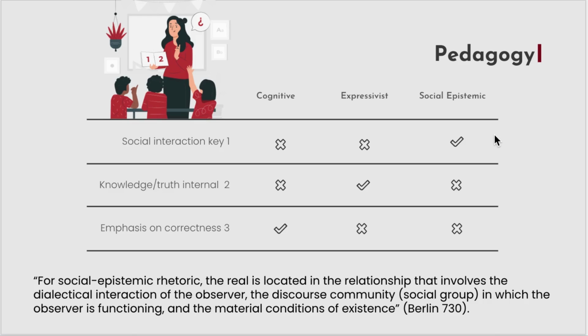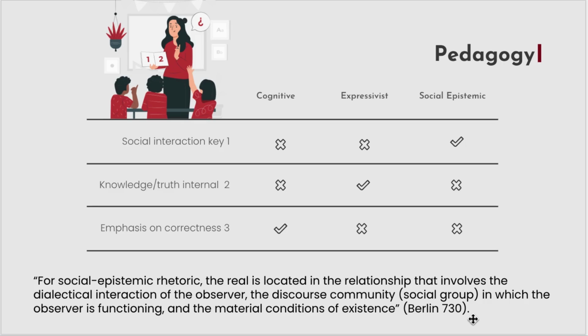And so while going for a more collaborative approach in the classroom, social epistemic is the closest aligned with what I wanted for creating that kind of environment in the classroom, since social interaction is key. Whereas expressivist, it's more of like an internal pursuit of knowledge, and then cognitive pedagogy, there's an emphasis on like grammatical correctness and various things like that.